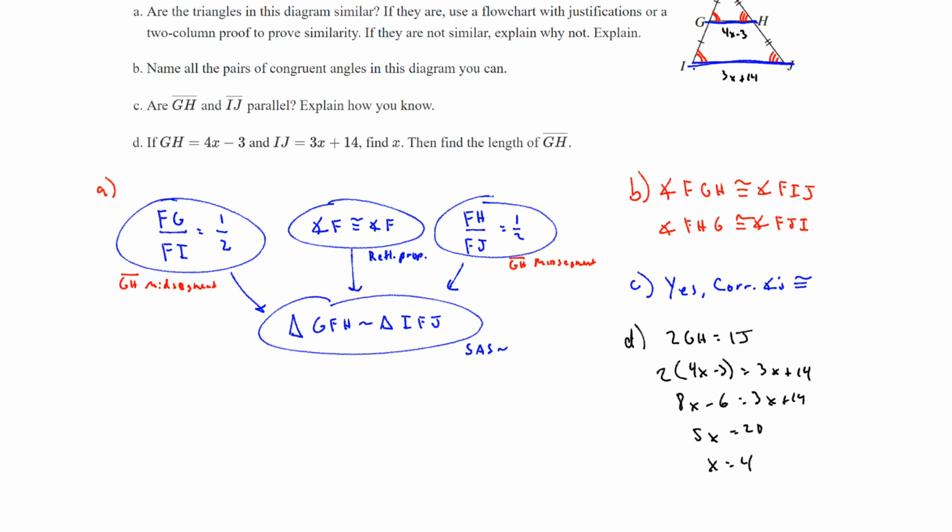But it also wants us to find GH, so if we plug 4 into 4x minus 3, 4 times 4 minus 3, 16 minus 3 is 13. So GH has a distance of 13 units.